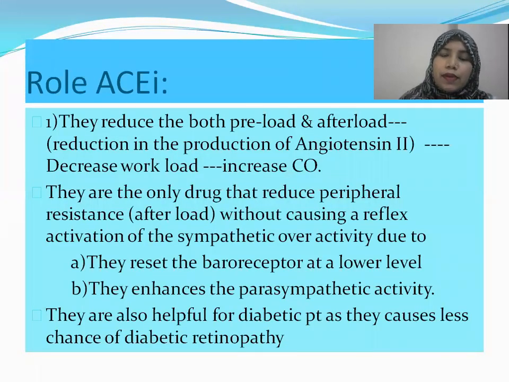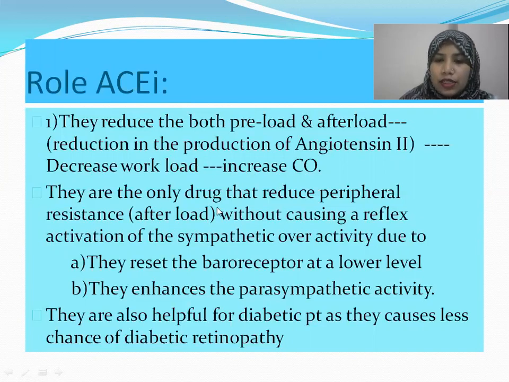Now, a written question may come: role of angiotensin converting enzyme inhibitors in the treatment of heart failure. Number 1, they reduce both the preload and afterload because angiotensin converting enzyme inhibition causes reduction in the production of angiotensin 2. As a result, it decreases workload and increases the cardiac output.